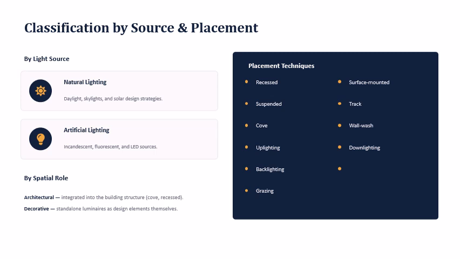Then in terms of spatial roles, based upon architectural or decorative purposes. Then based upon placement techniques, it is classified as recessed, suspended, cove, uplighting, backlighting, glazing, surface mounted, track, wall wash and downlighting.